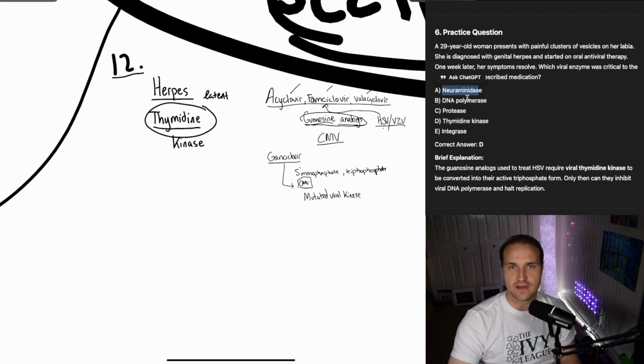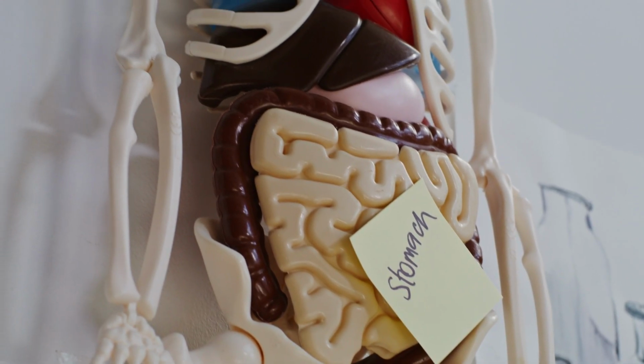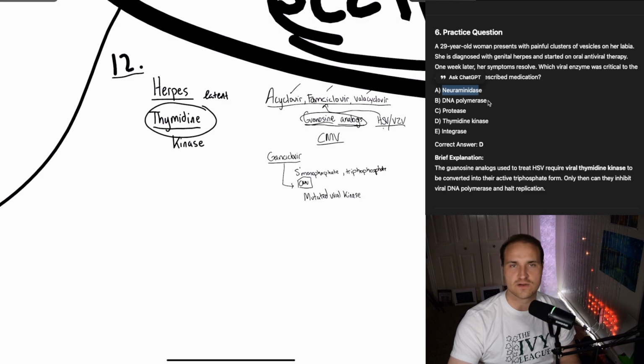This is going to be your influenza virus. So it works with oseltamivir, Xofluza, not with HSV, totally different. DNA polymerase, that's the target, right? It's not going to be the activator. Protease, that would be involved in HIV. I have a video on that, but this is herpes, not HIV.